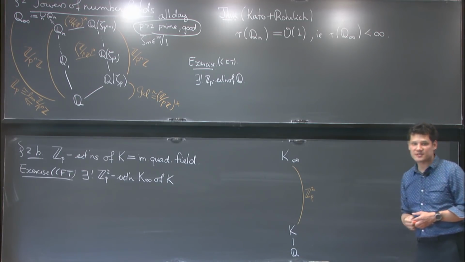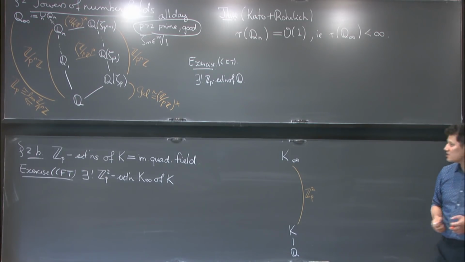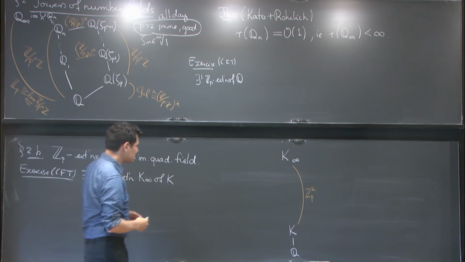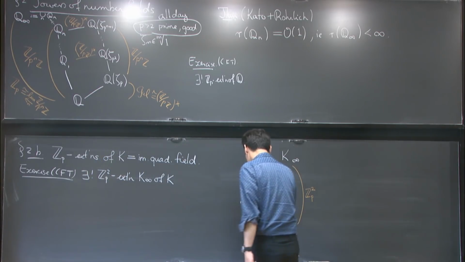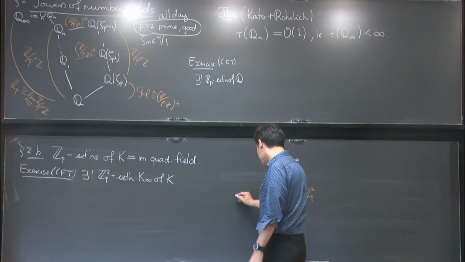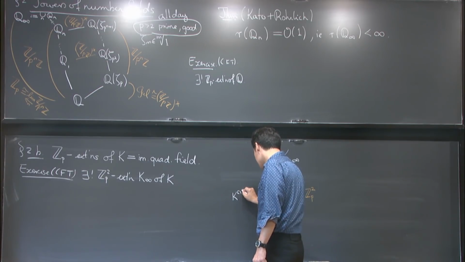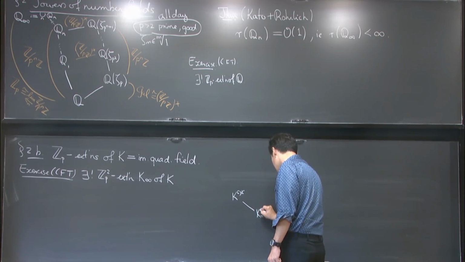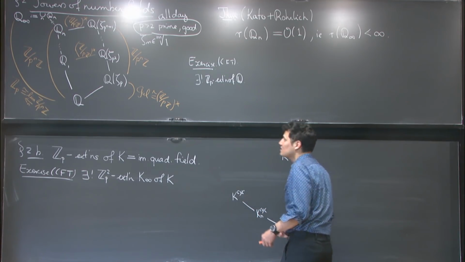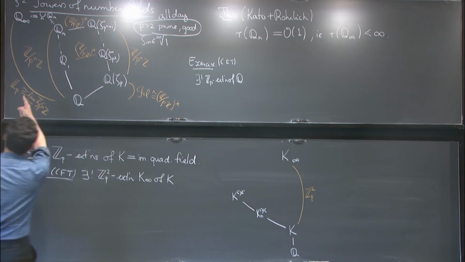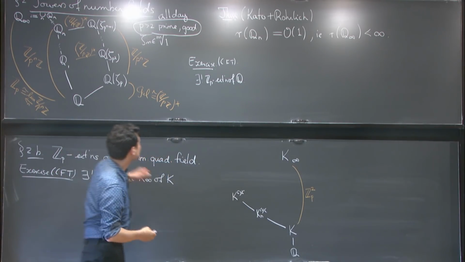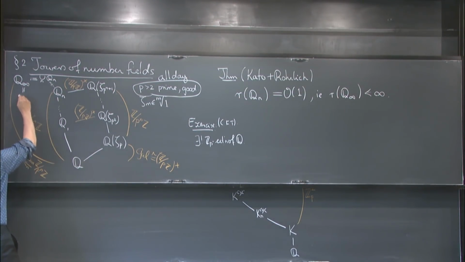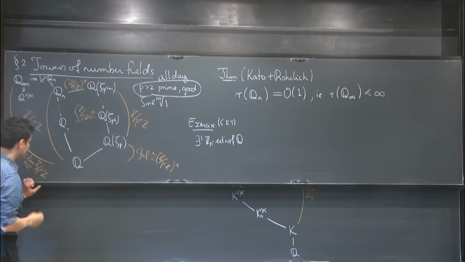You can also look at Z_p extensions. And the first example would be to play the same game that we played here. So you adjoin p-power roots of unity and construct the analog of the cyclotomic Z_p extension, which is also called the cyclotomic Z_p extension of K. I denoted this Q infinity because Q infinity is the analog of K infinity. But I could have also called this Q_cyc, the cyclotomic Z_p extension of Q.